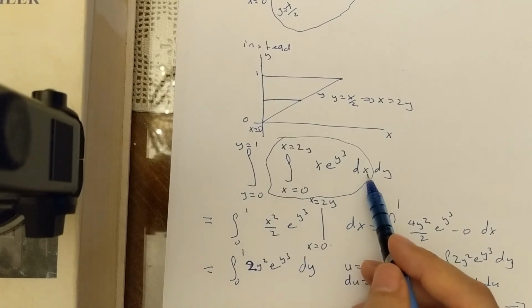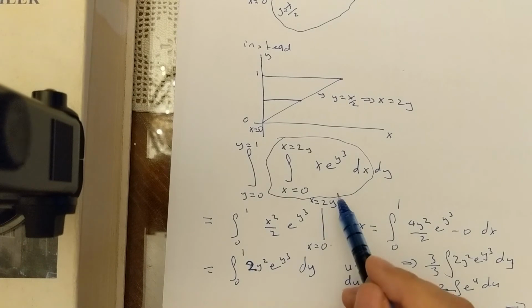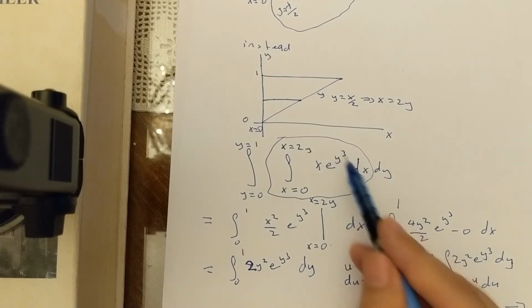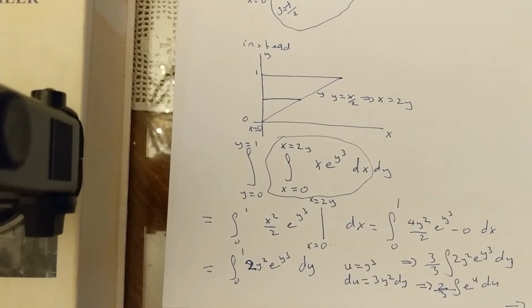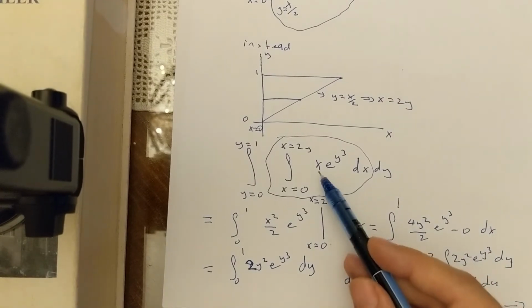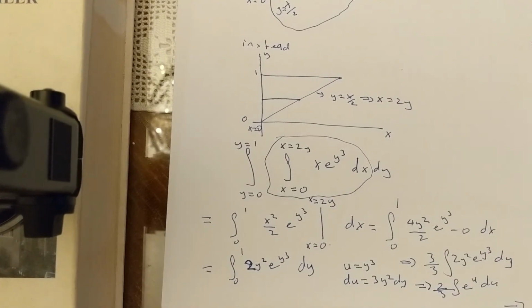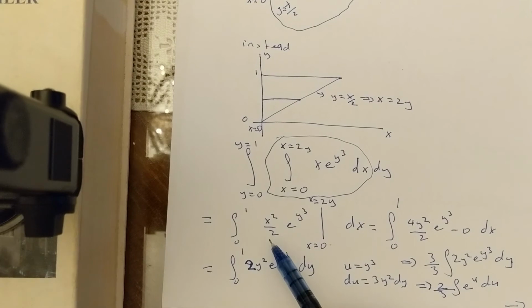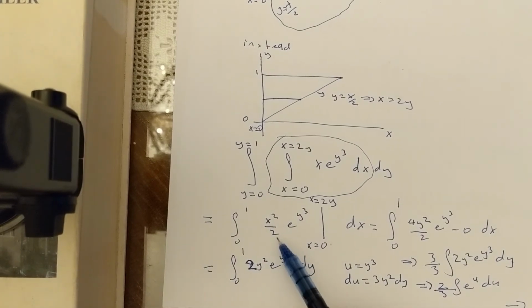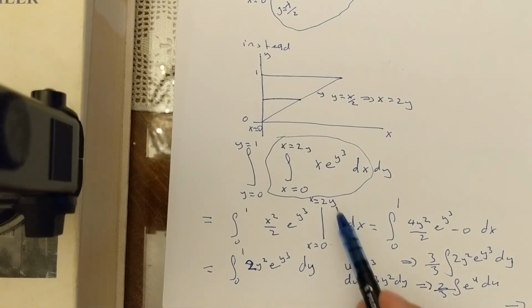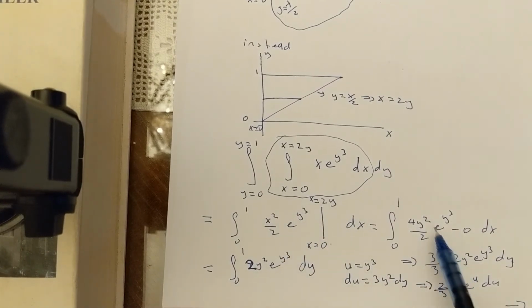But this time I am integrating with respect to x, not y. So this whole ugly thing is just a constant. It's just like a number like 5 or something like that. We're just integrating x. Integral of x is x squared over 2, sorry. So we have x squared over 2 times, this behaves like a constant, e to the y cubed. x goes from 0 to 2y.